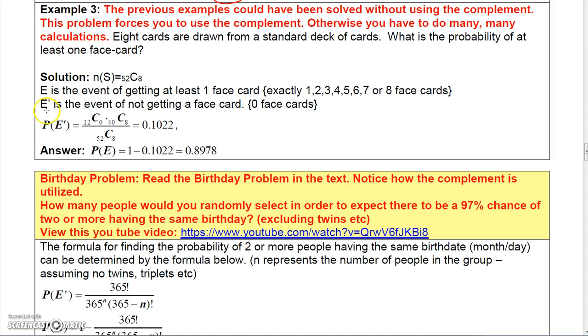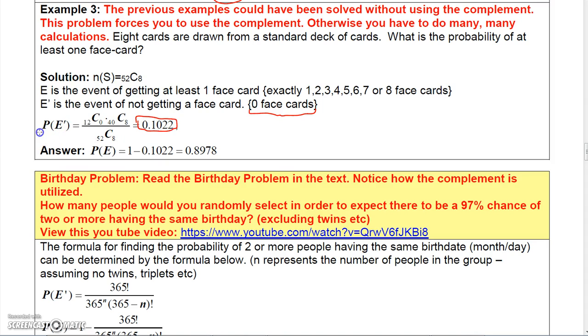Well, E prime is the event of not getting a face card. So the only way that can happen is to get no face cards. So I can easily find the probability of getting no face cards. That would be the number of ways to get no face cards, which would be 12 face cards choose none, times 40 non-face cards choose 8, over the total number of 8 card hands, which is 52 choose 8. And that's 0.1022. But that's not what I wanted.